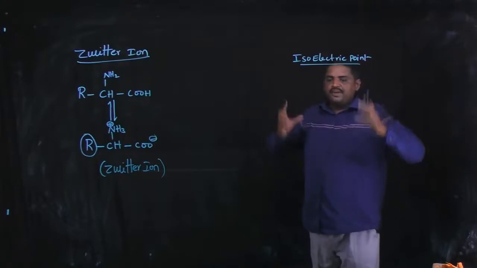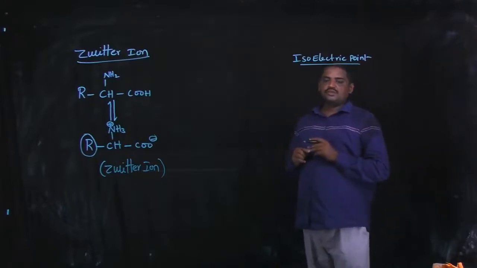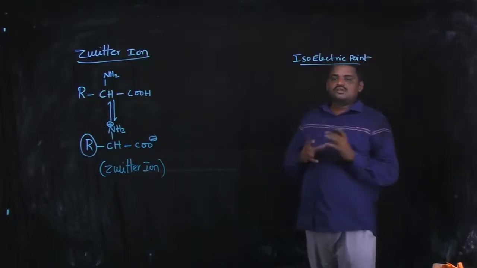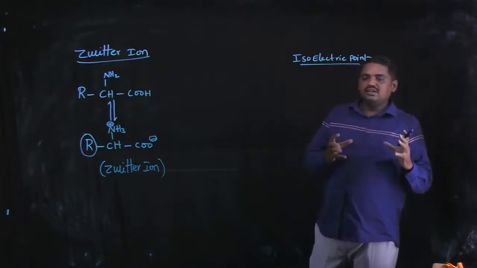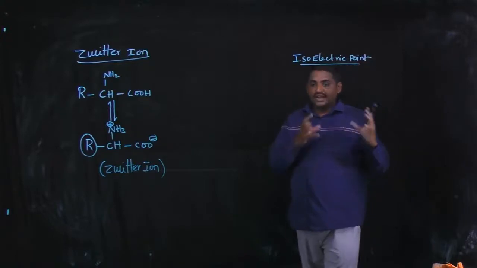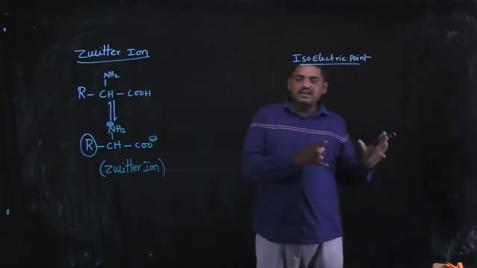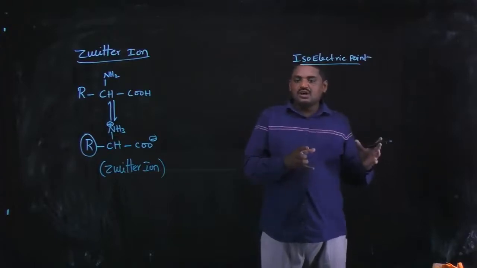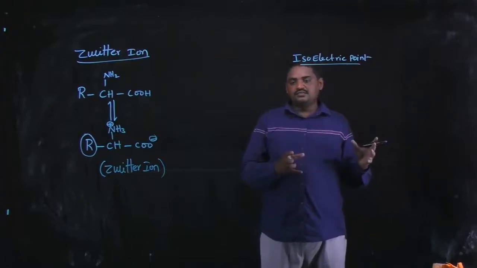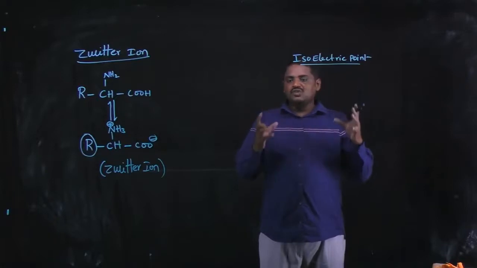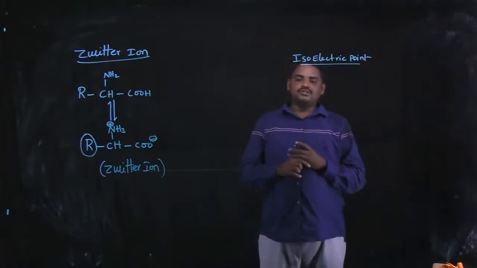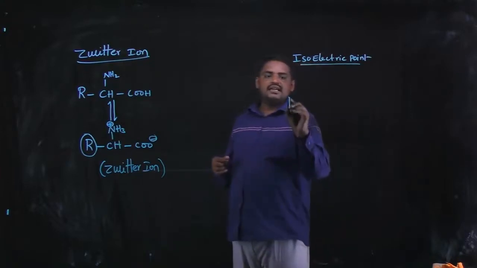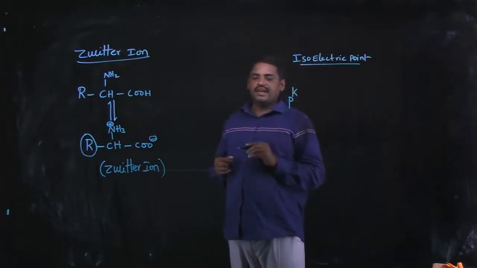At a particular pH, at a particular point, these ions do not move in the presence of an electric field. That point is known as the isoelectric point. The isoelectric point is expressed as pK.